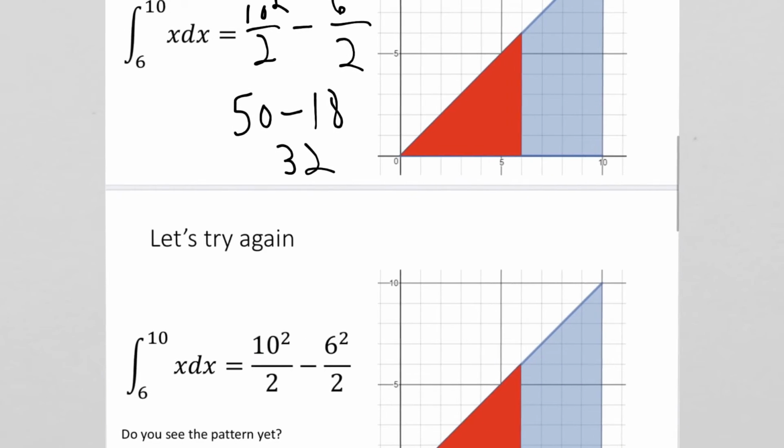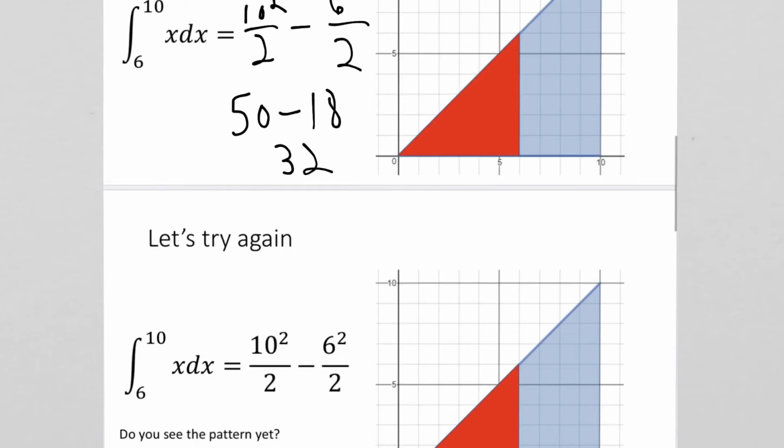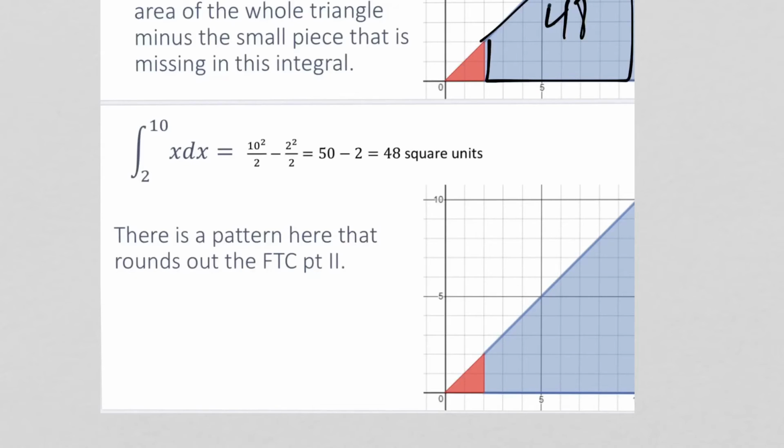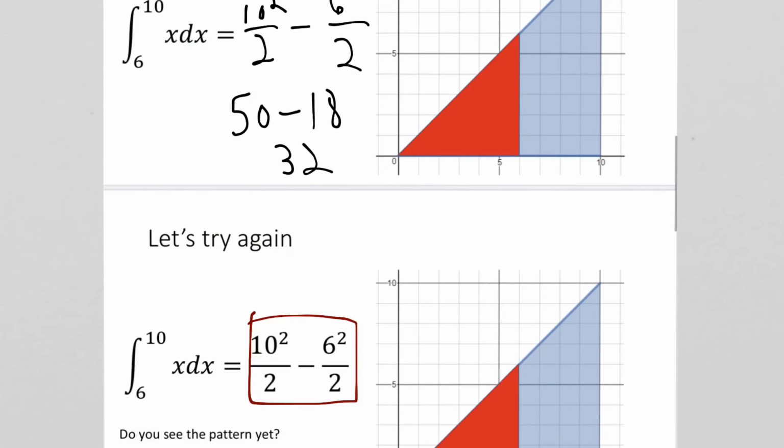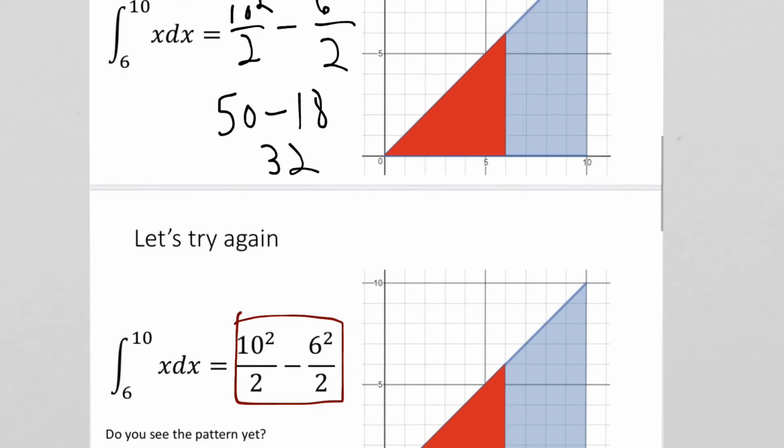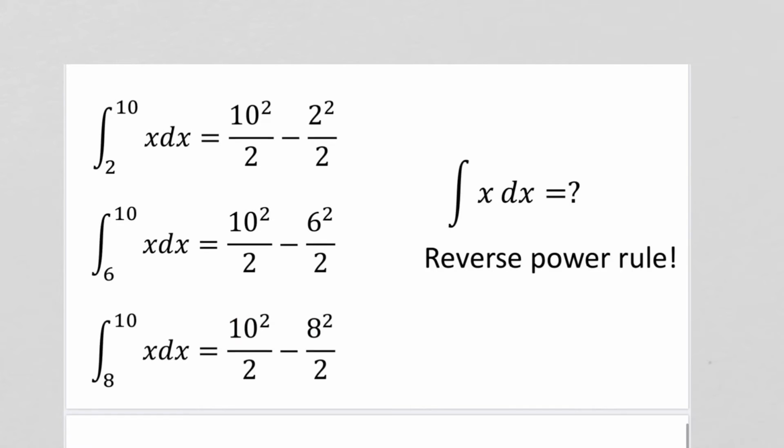Okay, and the important part is just going to be the actual calculation that's occurring here, which is this. Okay, so do you see the pattern yet? Let's go back and look at our first calculation. We did 10 squared over 2 minus 2 squared over 2 for this picture. And then for this picture, we did 10 squared over 2 minus 6 squared over 2. And let's just throw one more calculation in there. If we did the integral from 8 to 10 for y equals x, that would be 10 squared over 2 minus 8 squared over 2.